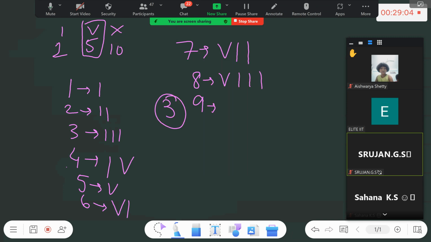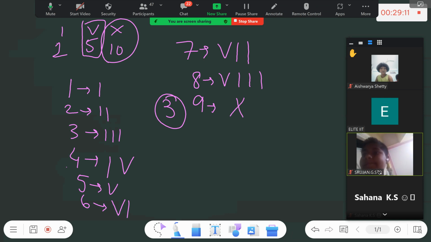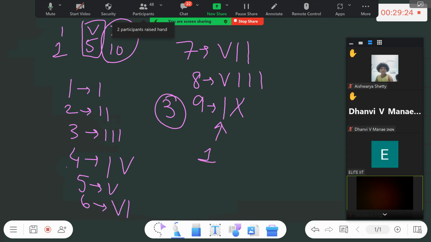Which is 10. X. Now how much is 9 less than 10? 1. So it is less than 10, so we are writing the I on the left hand side. How much less? 1 less. Okay?